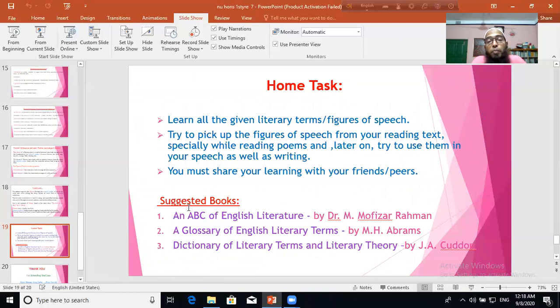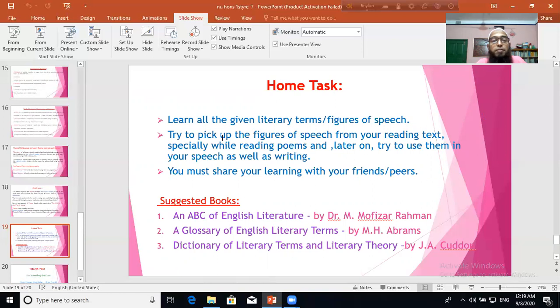So I have tried to show you some of the important literary terms in this short time, but there are so many. You have to read some books for this. If you understand these literary terms, then you will really enjoy literature. Otherwise, I will not find comfort while reading any novels, dramas, or poems. That's why you must try to learn these literary terms and figures of speech.